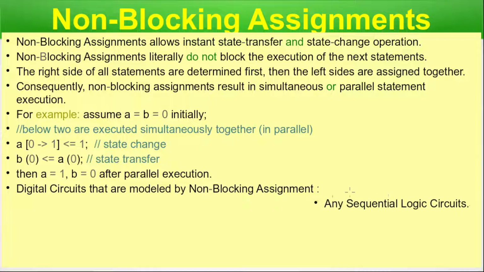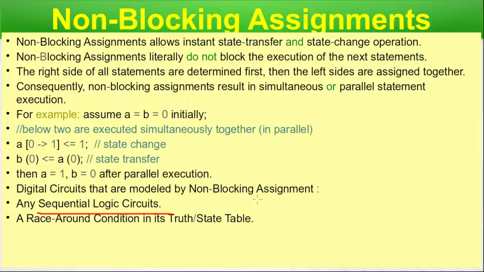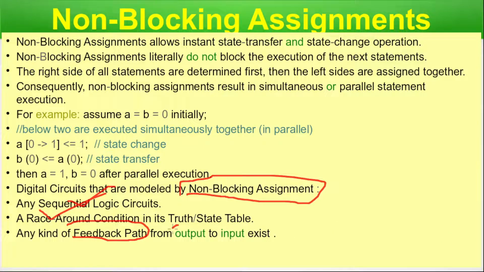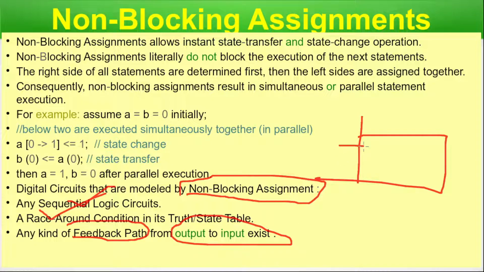Now we will have a list. Any sequential logic circuits. Next, a race around condition which exists in the truth table or the state table of any digital design. Those are expressed by non-blocking assignment. Sequential logic and race around conditions which are in the state table. Any kind of feedback path from the output to input, if it exists, right? In that condition, the state transfers from the output to the input. So here to here will happen, and here to here will happen, but this will be calculated first and then assigned, and this will be calculated first and then assigned. This way the feedback path is handled.